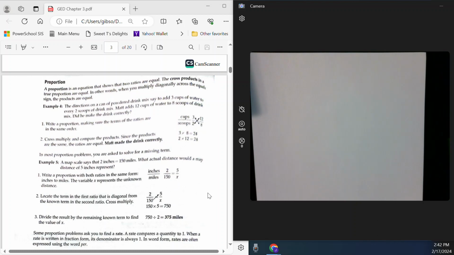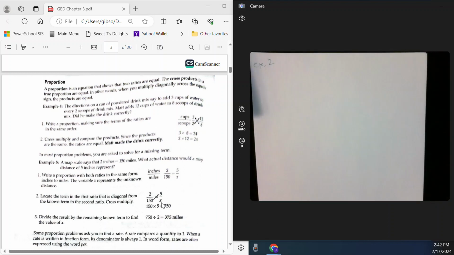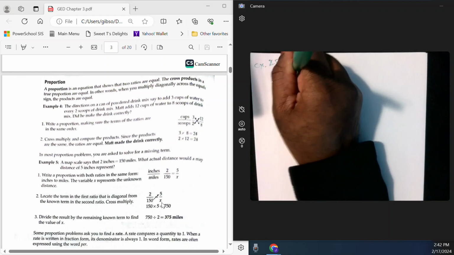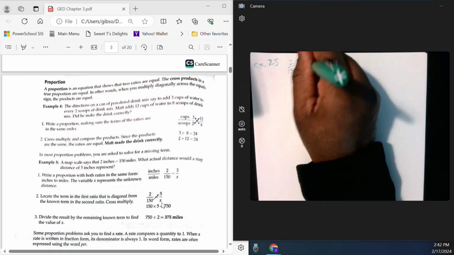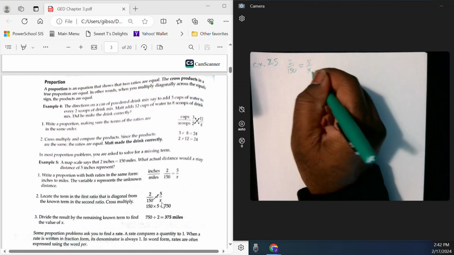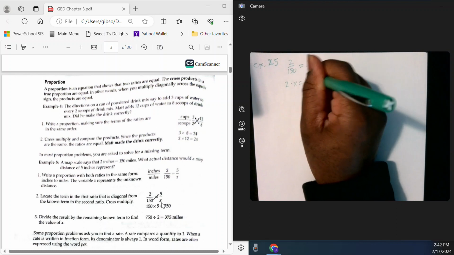Now we would do our cross multiplication. I don't like how they set this up, so I'm going to show you what you should do here. It looks similar to what we did earlier. I guess this would be example 5 actually. Example 5. Again, we have 2 over 150 is equal to 5 over x. We have inches, we have miles. So we cross multiply. 2 times x is equal to 150 times 5.